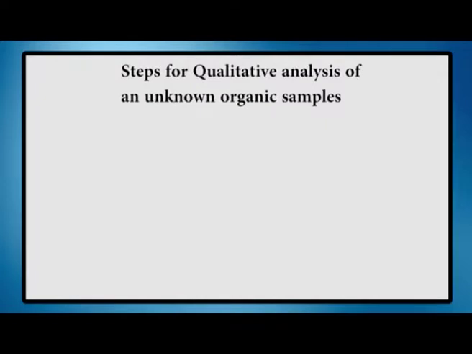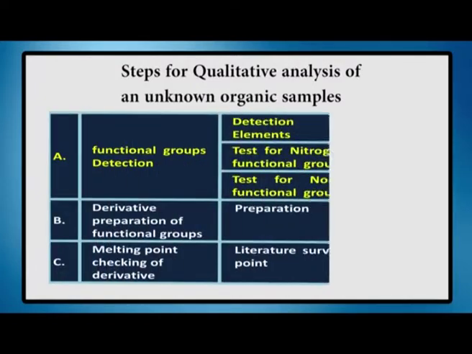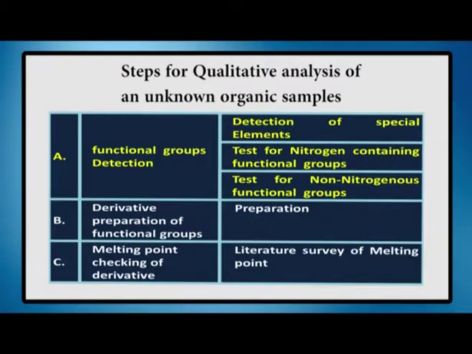Now, the steps for qualitative analysis of an unknown sample. There are three main steps. In the first step, the functional groups are detected through tests, which I will demonstrate in this session. After that, the functional group may be determined, a derivative of the functional group may be prepared, and after that, the melting point of the crystallized derivative tells us the organic compound.